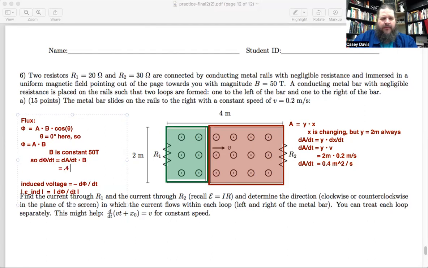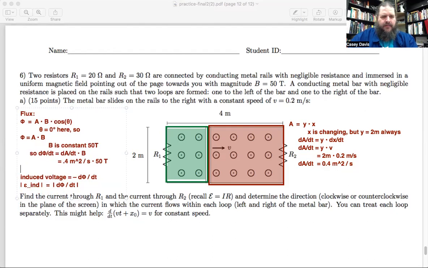Rate of change in area, 0.4 square meters per second. Magnetic field, 50 teslas. Multiply those and what do you get? 20. So that is 20. And if you combine teslas, meters squared, and divided by seconds, that ends up being volts. So that means the induced voltage is 20 volts here.